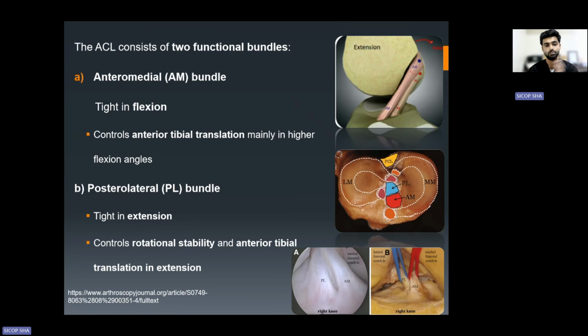Moving forward, the posterolateral bundle gets tight in extension. So when we are moving our knee from flexion to extension, the posterolateral bundle gets tight. The posterolateral bundle also controls rotational stability and anterior tibial translation in extension. We have already seen many sports players injure their ACL while rotating their knees or changing direction very fast with an extended knee. So the posterolateral bundle is very important to restrict rotation and anterior tibial translation. Both the anteromedial bundle and the posterolateral bundle are important in the ACL.